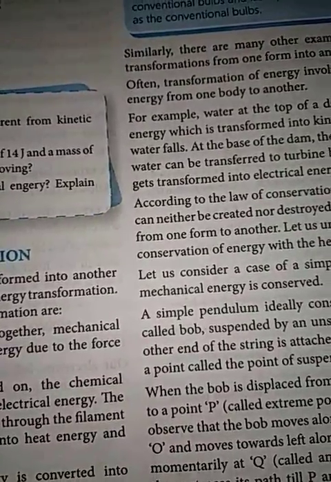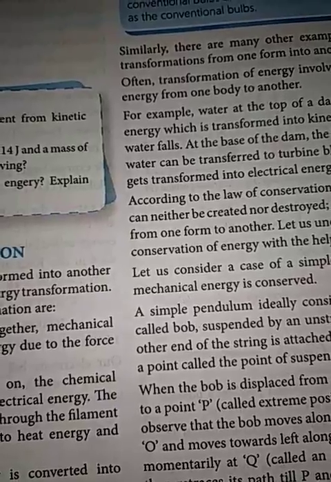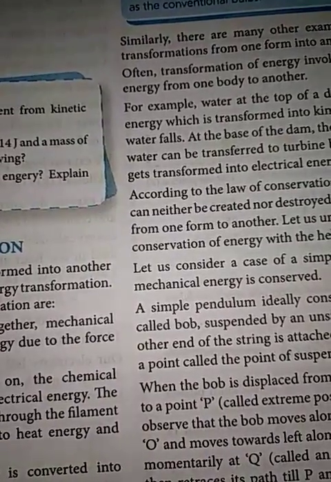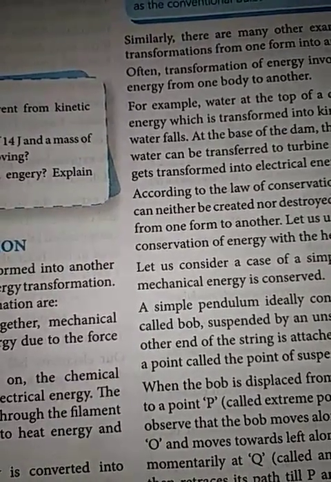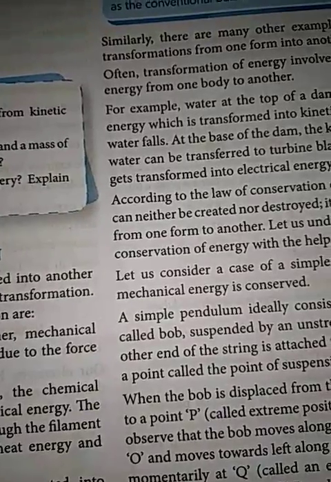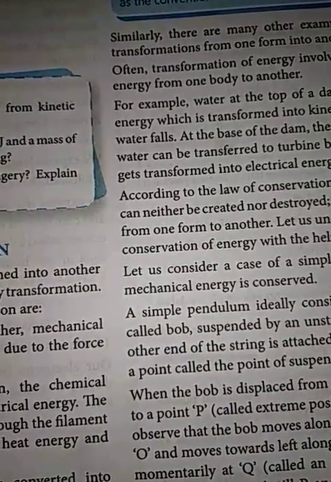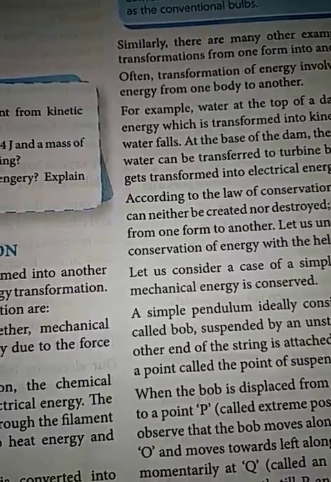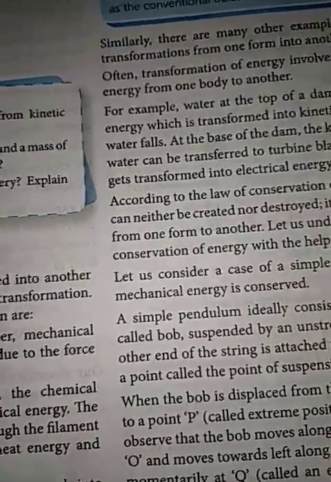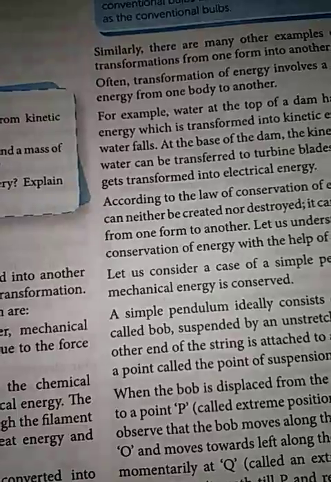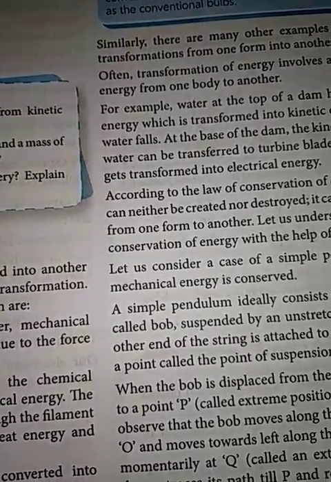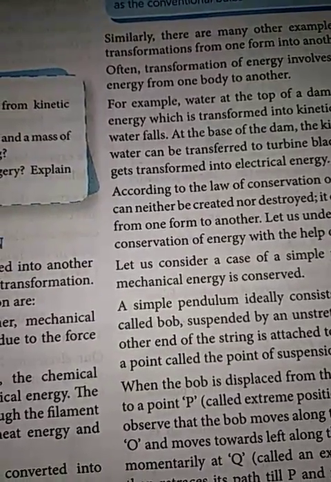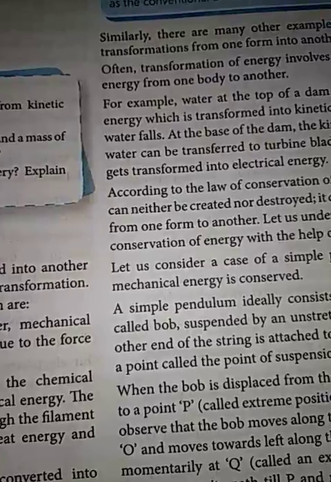When a torch is switched on, the chemical energy of the cell changes into electrical energy. The electrical energy on passing through the filament of the bulb changes first into heat energy and then into light energy. Means electrical energy gets converted into heat energy and light energy. In solar cells, light energy is converted into electrical energy. Here the solar energy gets converted into electrical energy.